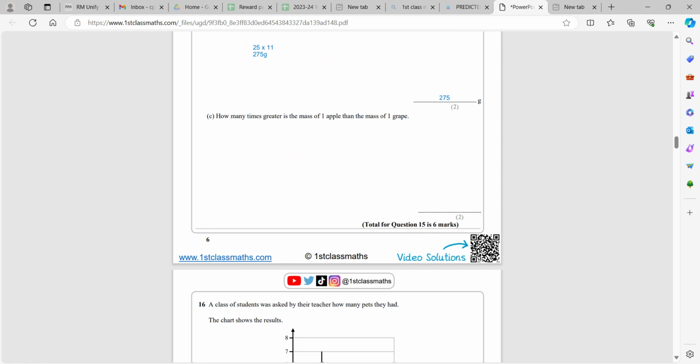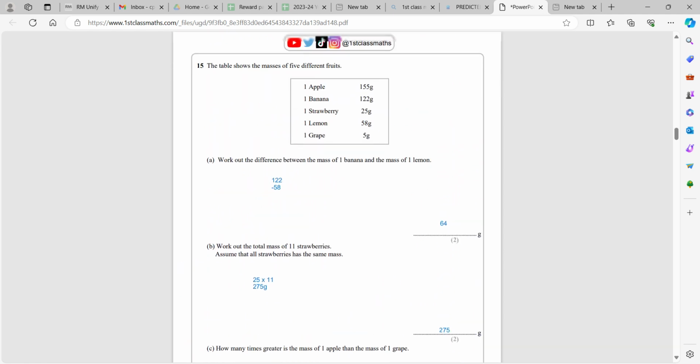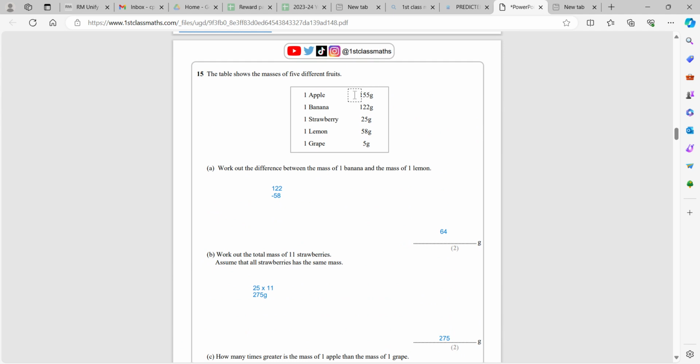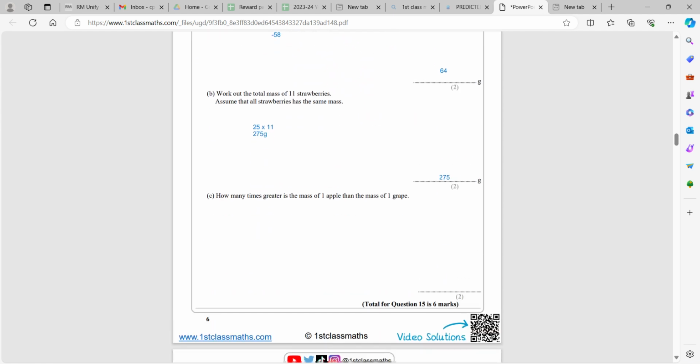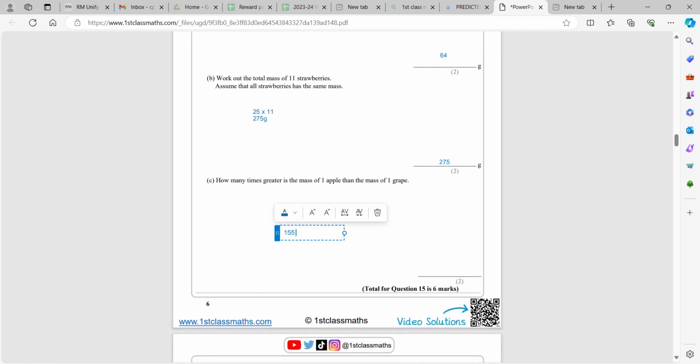How many times greater is the mass of 1 apple than the mass of 1 grape? So we're going to go back to this table. So 1 apple is 155 and 1 grape is 5 grams. So how many times greater is apple than grape? Well, how many times does 5 go into 155? So we know that 5 goes into 100 20 times, and we know that 5 goes into 55 11 times, so it's 31 times greater.